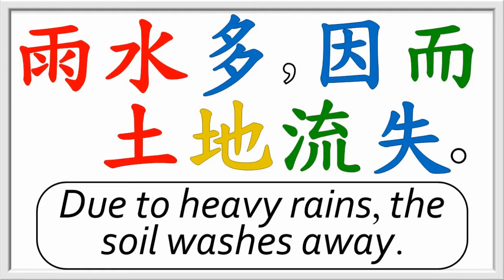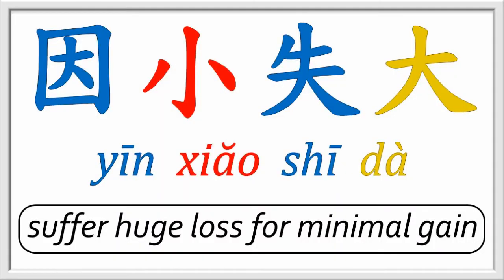Now we have another example with 因而 in the same sentence with 流失. 雨水多因而土地流失. Due to heavy rains, the soil washes away. Next, we have a very common four-character fixed idiom, 因小失大. Literally, because small, lose big. In better English, that would be to suffer a huge loss for little gain, or pay dearly for a slight oversight, or possibly even penny-wise and pound-foolish.